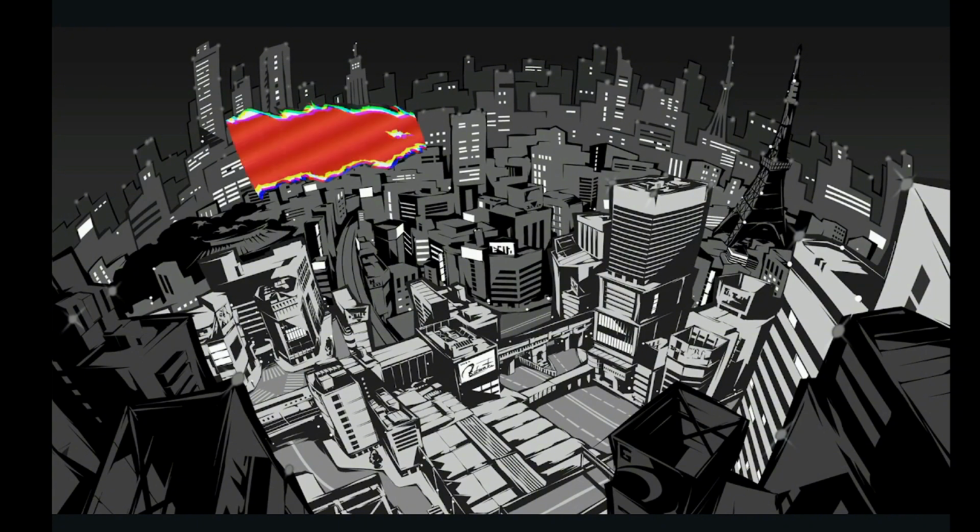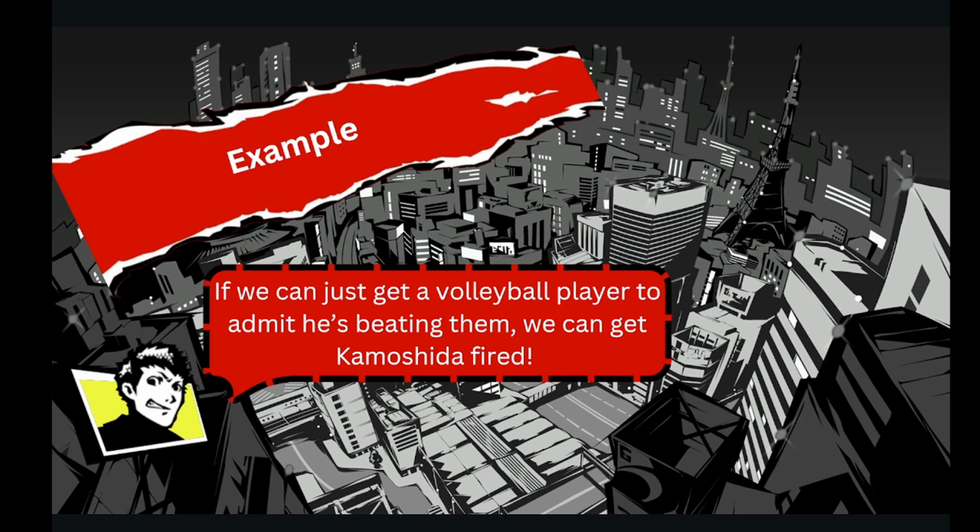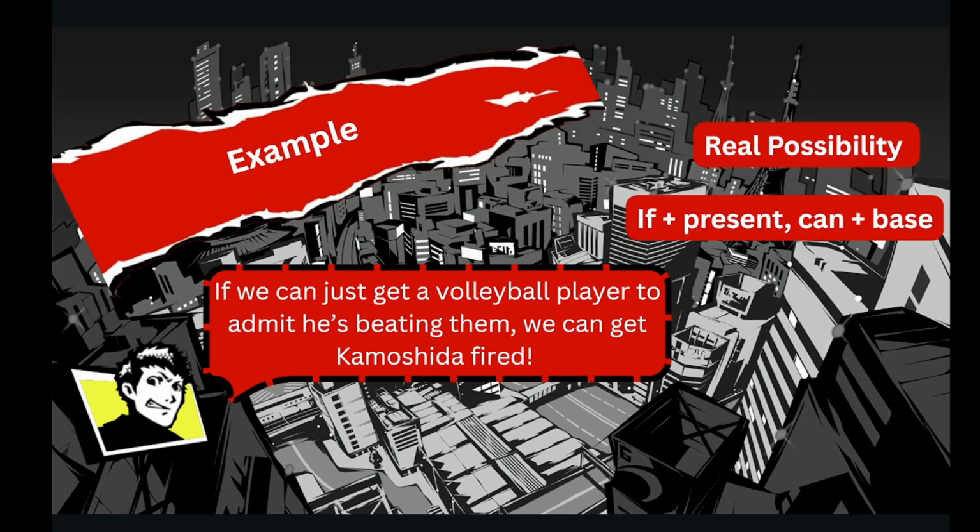So in our example, Ryuji says, "If we can just get a volleyball player to admit he's beating them, we can get Kamoshida fired." So this shows a real possibility that if they get the volleyball player, then the event of Kamoshida getting fired is a possibility. So again, we have the if plus present. So if plus get in the first clause, followed by a comma. And then in the main clause, we see the modal can plus the base verb of get.